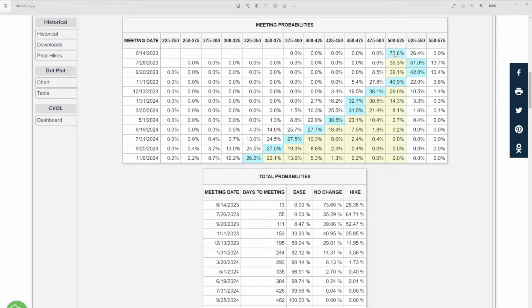probabilities for the upcoming Fed meetings, whether we've got, looking down here, perhaps ease, no change, and hike. And it's a little bit more complicated up here, so let's look down here. It's all simplified for us. So we've got no change there at 73% now versus a hike of obviously 26%, and no chance of an ease in the June meeting coming up very, very soon.